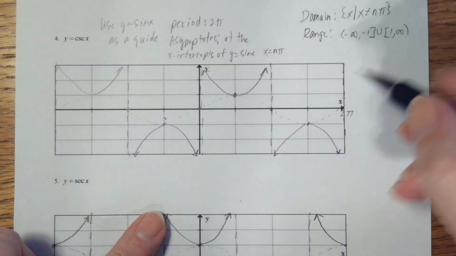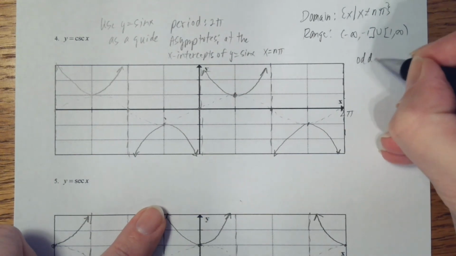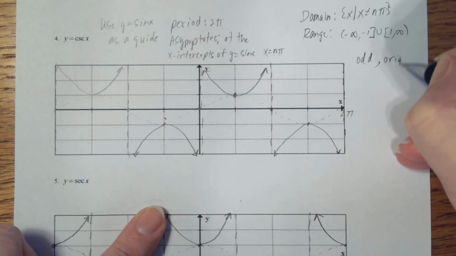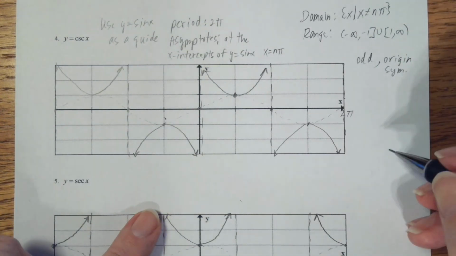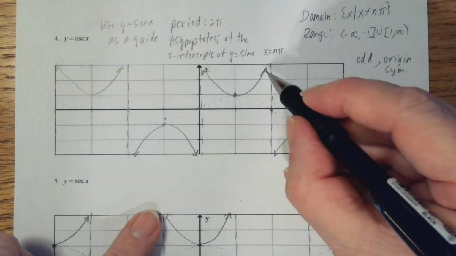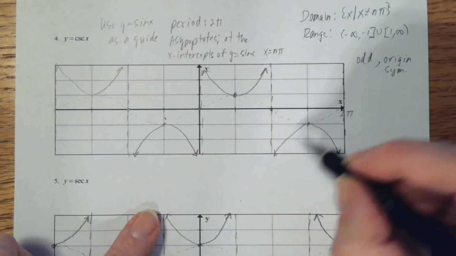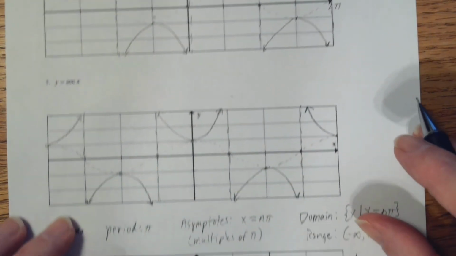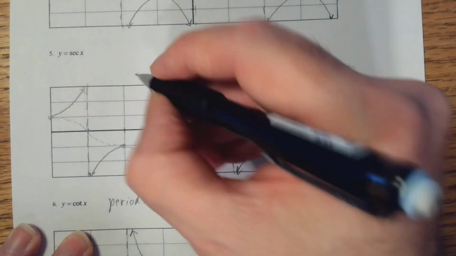Notice this also is an odd function, and that means we have origin symmetry. And I think we'll stop there. Remember, we also call these branches, just for terminology. And then let's do our last one here for secant.